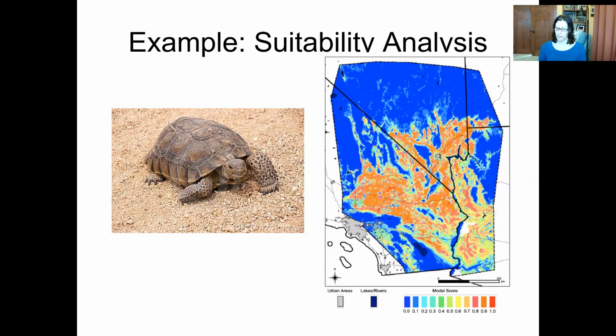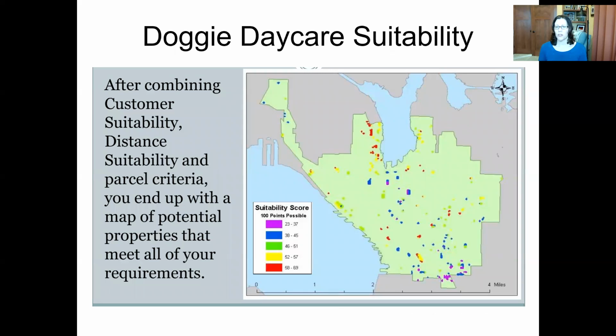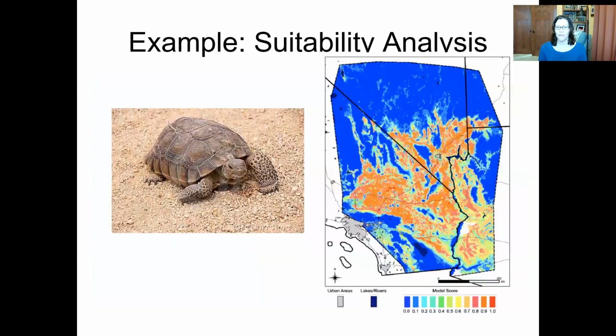Just like in the last one, we thought about suitability in terms of the customer base and how close we were to the customer base for setting up a doggy daycare center in Seattle. This one is thinking about what conditions of this landscape are good for a tortoise. Those might include things like, is the soil appropriate for a tortoise to dig a burrow? Is there food available for the tortoise? And whatever other environmental direct measures or proxies we could think of to put into this map.